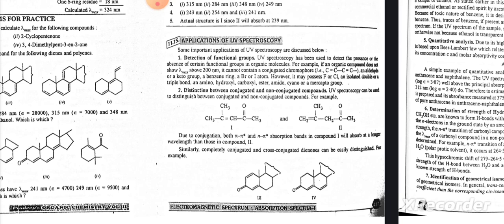However, it may possess F or Cl, an isolated double or a triple bond, an amino, hydroxyl, carboxyl, ester, amido, cyano or a mercapto group. Distinction between conjugated and non-conjugated compounds. UV spectroscopy can be used to distinguish between conjugated and non-conjugated compounds. For example, due to conjugation, both pi to pi star and n to pi star absorption bands in compound 1 will absorb at longer wavelength than those in compound 2, as both figures are given above.